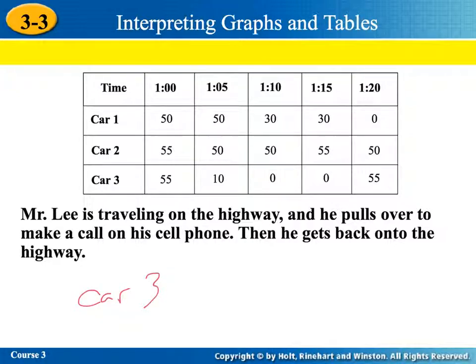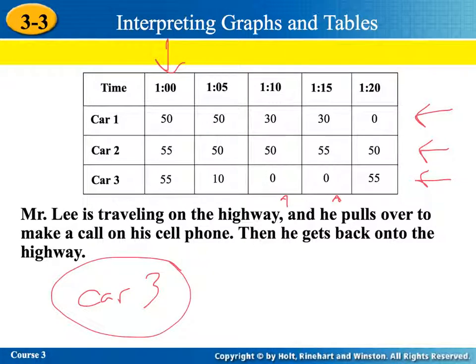Car 3 makes the most sense, because when you think about it, if you look at car 1, we're slowly slowing down from 50 to 50 to 30 to 30 to 0 to 0. Car 2, we're keeping at the exact same space, maybe slowing down a little bit, but we're not stopping. Car 3, he starts to slow down right after 1 o'clock. He stops for his phone call, which lasts from 1:10 to 1:15, and right by 1:20, he's back on the highway going 55 miles per hour. So car 3 makes the most sense here.